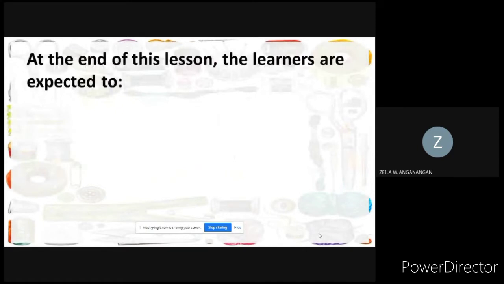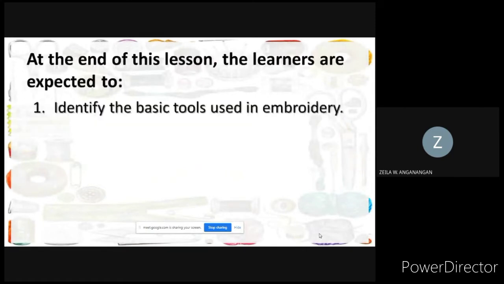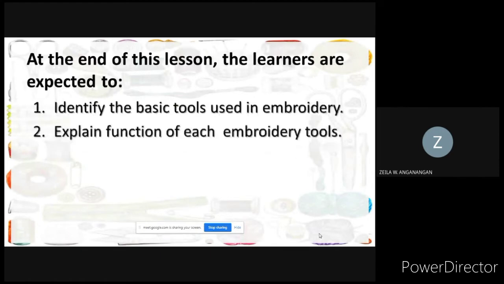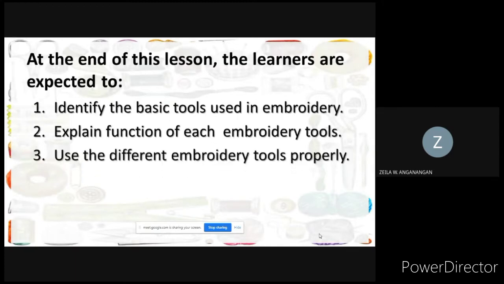So at the end of this lesson, the learners are expected to identify the basic tools used in embroidery. Number 2, explain the function of each embroidery tool. Number 3, use the different embroidery tools properly.